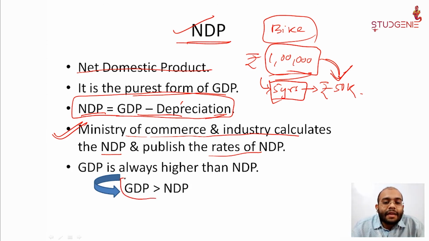GDP is always higher than NDP. Definitely, because depreciation is subtracted from GDP. Therefore, GDP would always remain higher than NDP. No doubt about it, right?